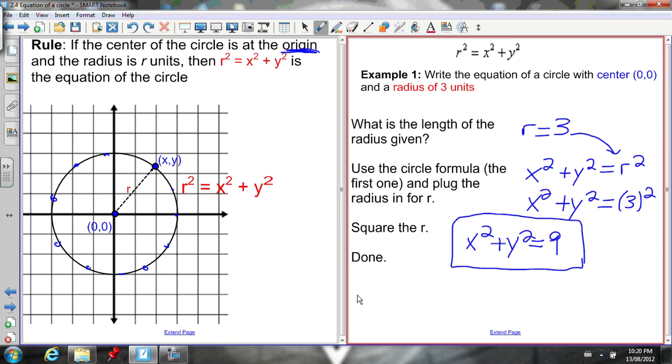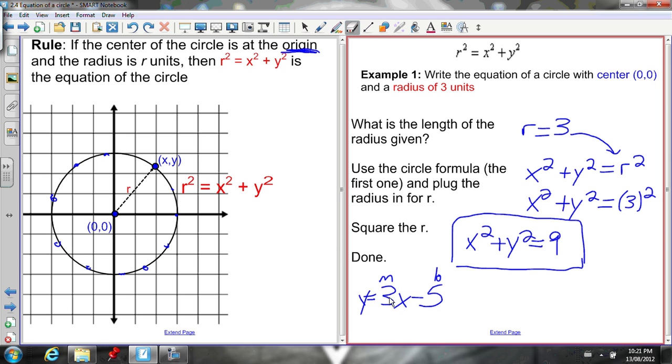Remember when we wrote the equation of lines? We'd have something like y equals 3x minus 5. We subbed in for our slope and our y-intercept, but we don't plug in for x and y, because this is a general formula for every point on that line. So when we write the equation of a circle, we want it to be the general equation for all points on the circle. So we don't plug in for x and y. We only plug in for our radius squared, and our radius squared was 3 squared, which is 9.